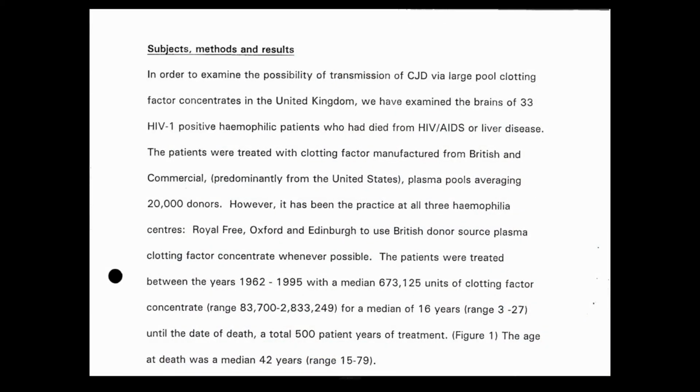If we go to page 3, we can see in the first paragraph it says, in order to examine the possibility of transmission of CJD via large pool clotting factor concentrates, we've examined the brains of 33 HIV-1 positive haemophilic patients who had died from HIV/AIDS or liver disease. And then it refers to the practice of the three haemophilia centres involved, Royal Free, Oxford and Edinburgh, to use British donor source plasma clotting factor concentrate whenever possible. Does it follow then that amongst the brains of those who were examined for the purposes of this study, there were Oxford patients? Yes, I mean, you spoke to Christine Lee, I believe, about this when she was speaking, but that's absolutely right.